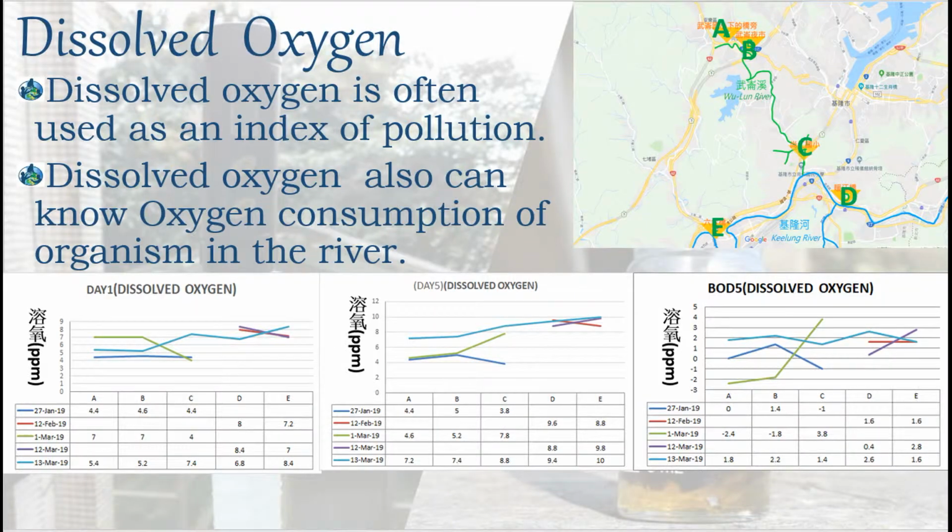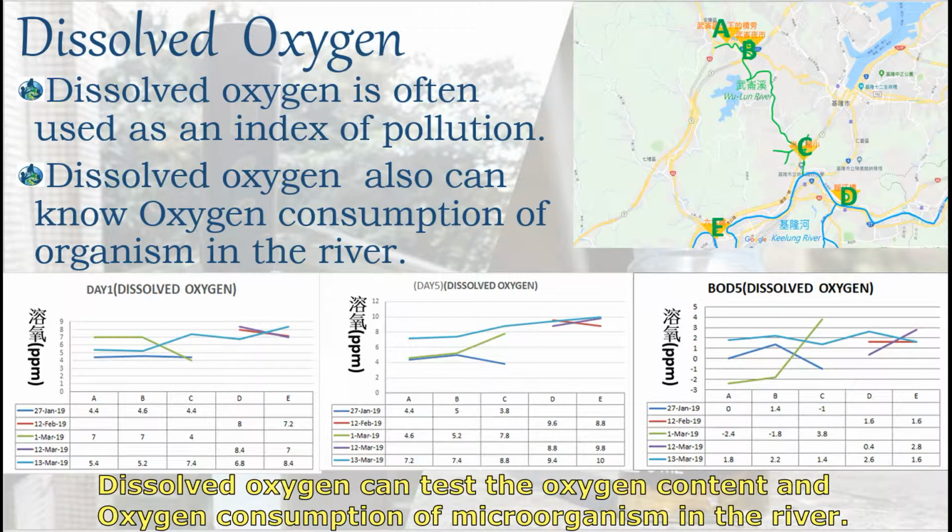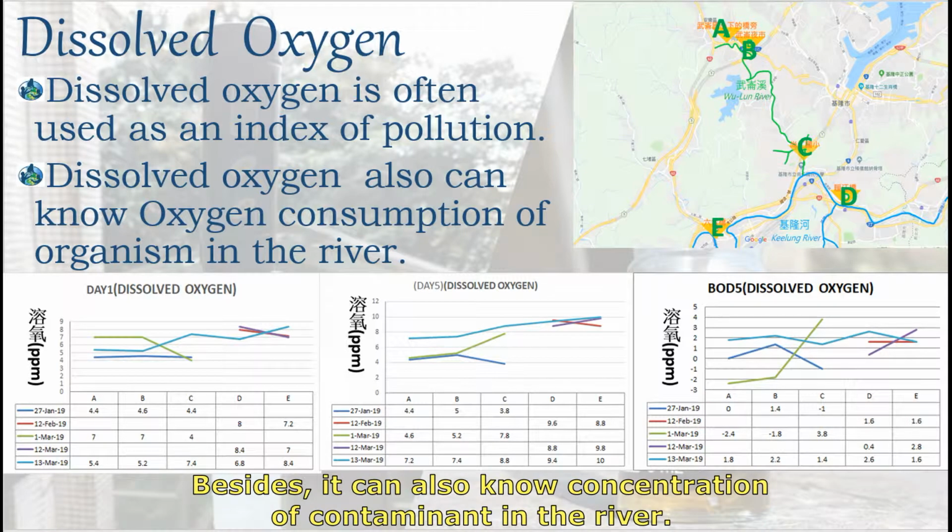Dissolved oxygen. Dissolved oxygen can test the oxygen content and oxygen consumption of microorganisms in the river. Besides, it can also show the concentration of contaminants in the river.